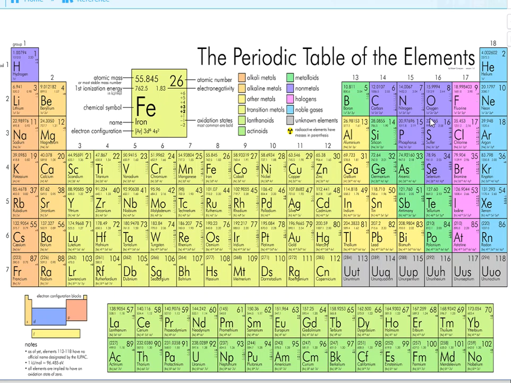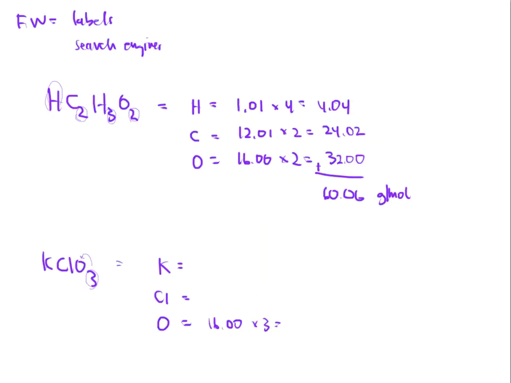And again, your number might be down here at the bottom, and that's normally where it is, honestly. If so, that's the number that you use. It's the same number that I've got. Mine's just in a different location. So 35.45 is going to be for chlorine. And there's only one of those in the formula, so I'm going to multiply that by 1. That's going to be an easy one for us.